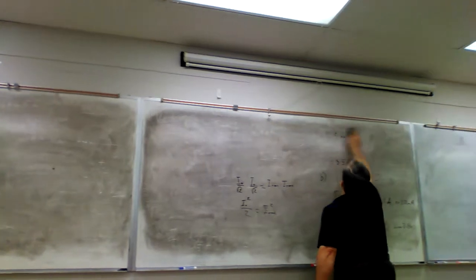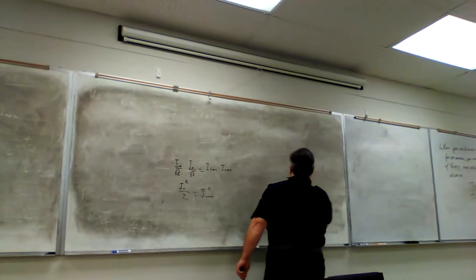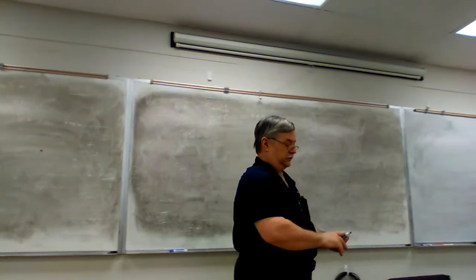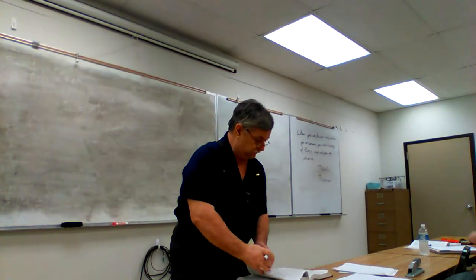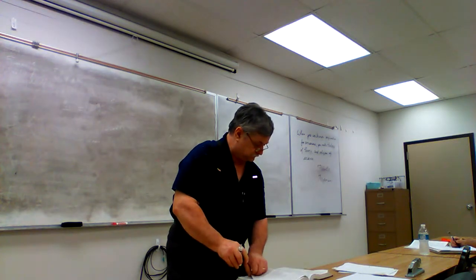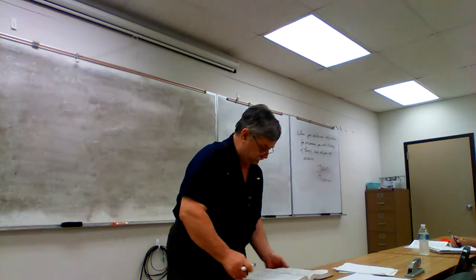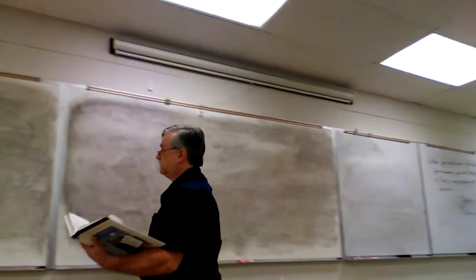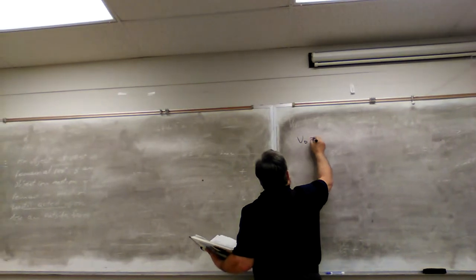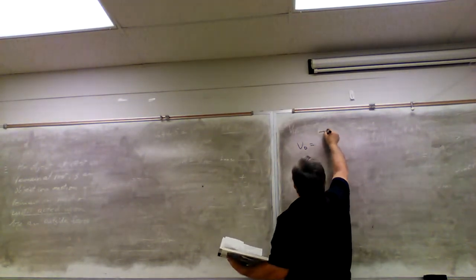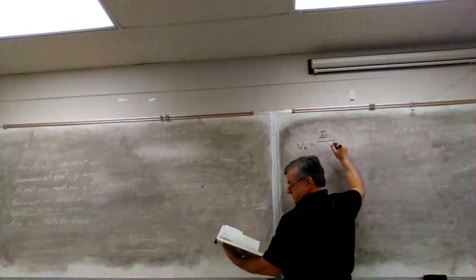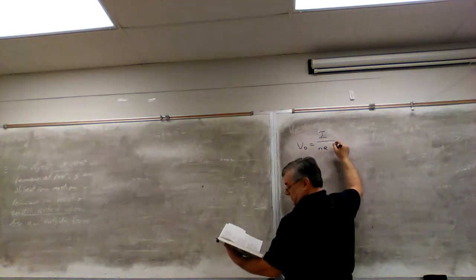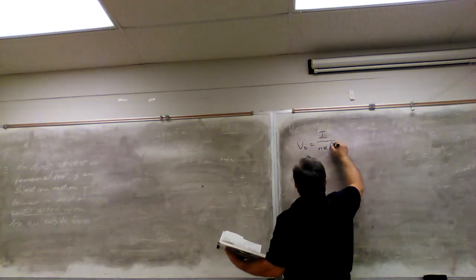Now, start by looking up the formula for the drift velocity of those electrons. Drift velocity is equal to current divided by the number density of your electrons times the charge of an electron times the area.